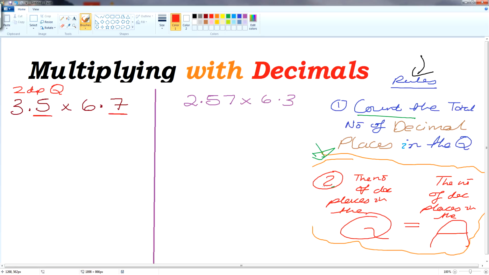Now, rule number 2 states that the number of decimal places in the question will be equal to the number in the answer. So if you got 2 in the question, we will also have 2 decimal places in the answer. Remember, it's not decimal points, decimal places. So let's have a go.